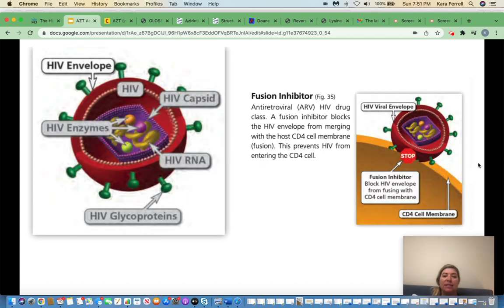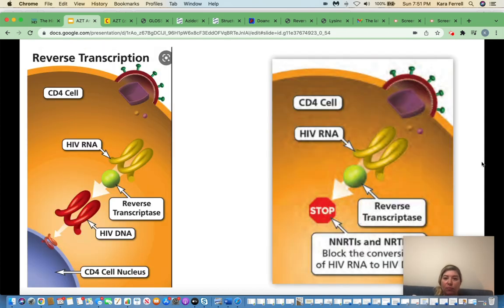So I really like these images on the left and the right. Mostly I put the stop signs on the right and the generic, broad images on the left. So you can see the HIV envelope, the enzymes inside the capsid, and the glycoproteins on the surface of the cell. And then on the right, you can see the antiretroviral, the HIV drug that inhibits it from entering the CD4 cell, and you can see the big stop sign. So it blocks that HIV envelope from fusing with the cell membrane of the CD4 cell.